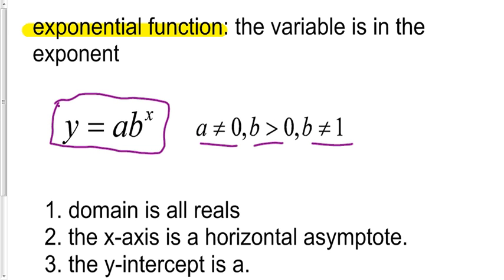3 facts about these functions are that the domain is always all reals, the x-axis is a horizontal asymptote, and the y-intercept is a. That's an important fact, and we're going to use that later in an example. The y-intercept is this a value here.